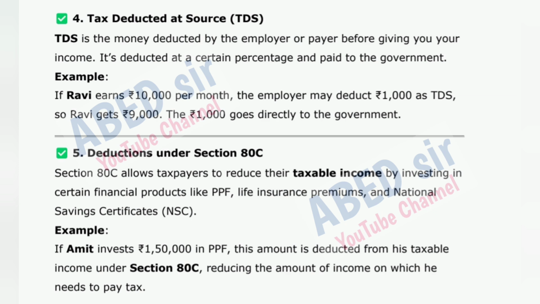5. Deductions under Section 80C. Section 80C allows taxpayers to reduce their taxable income by investing in certain financial products like PPF, life insurance premiums, and National Savings Certificates, NSC. Example: if Amit invests 1,50,000 rupees in PPF, this amount is deducted from his taxable income under Section 80C, reducing the amount of income on which he needs to pay tax.